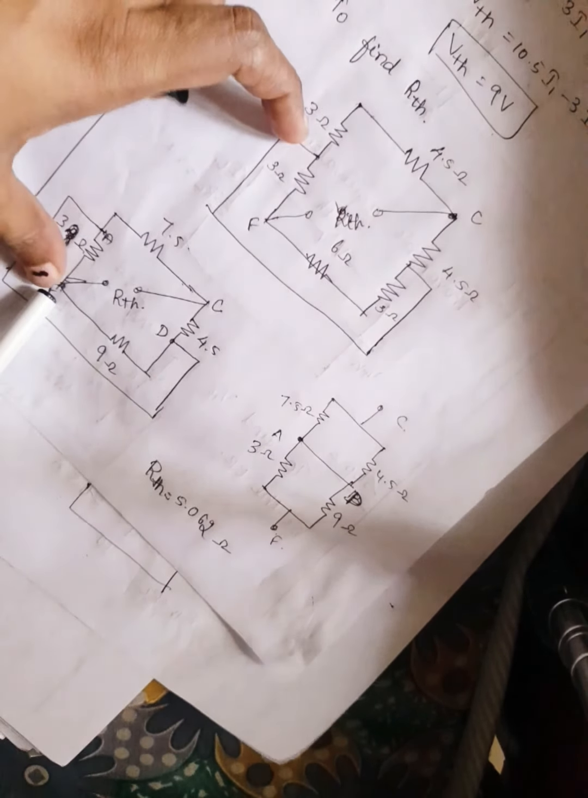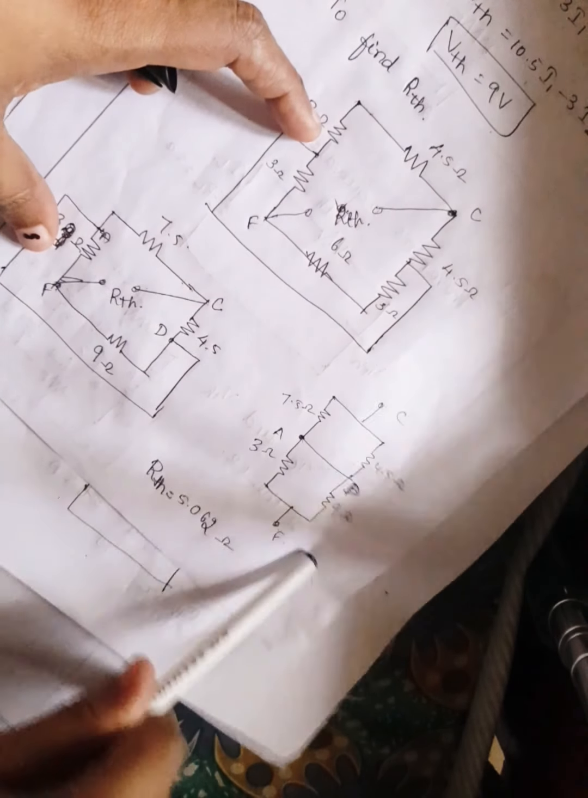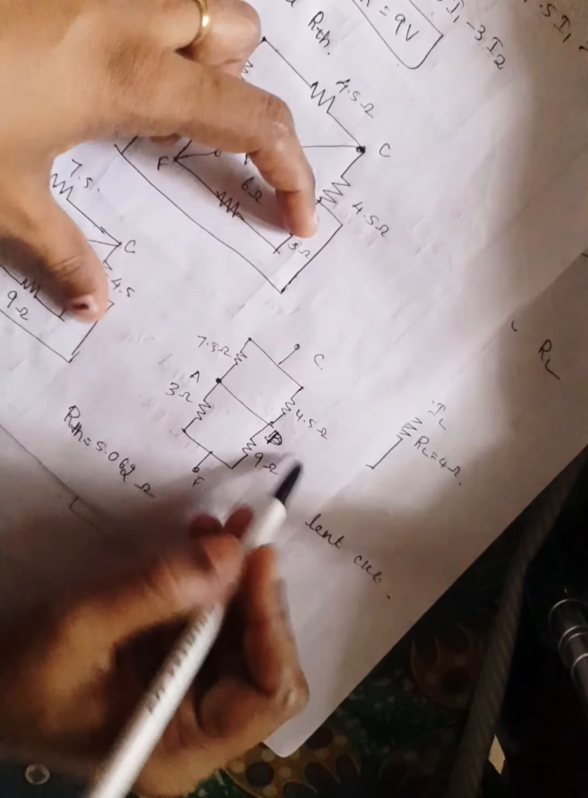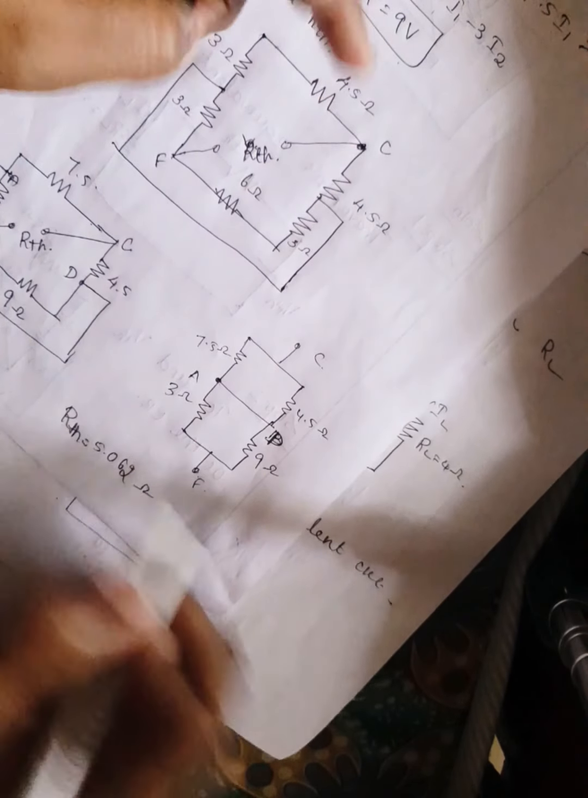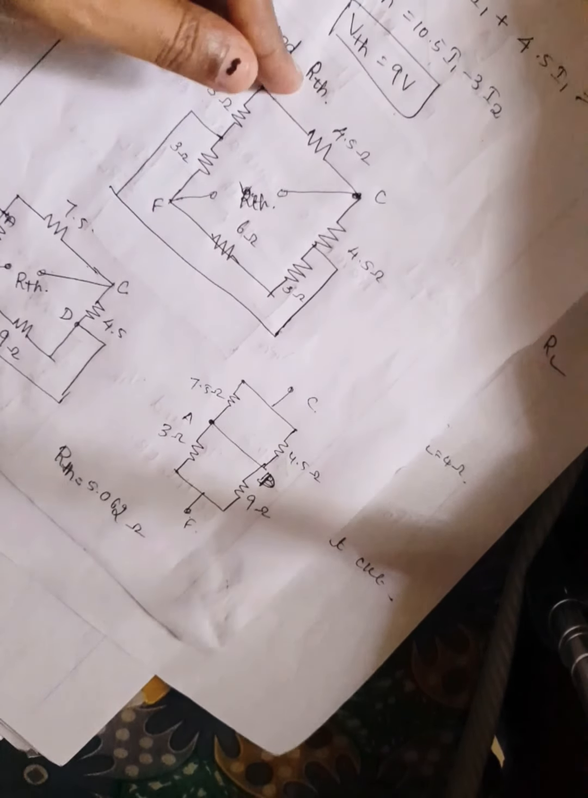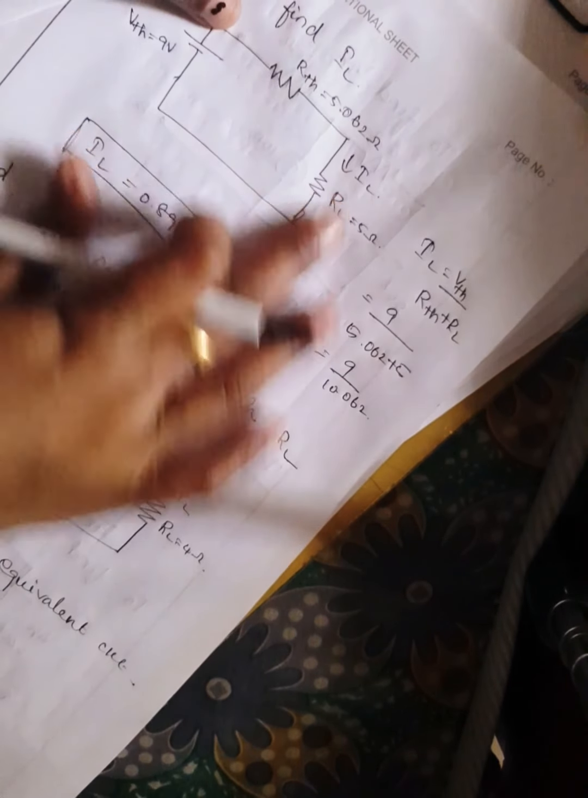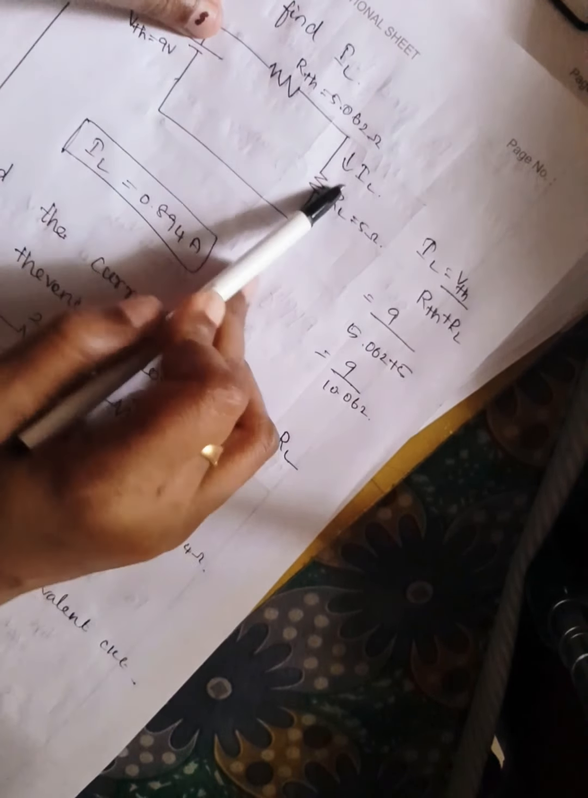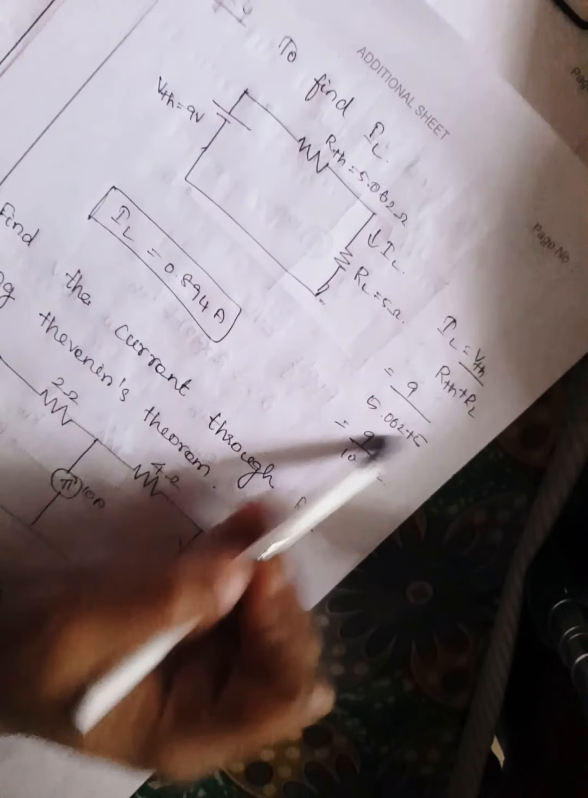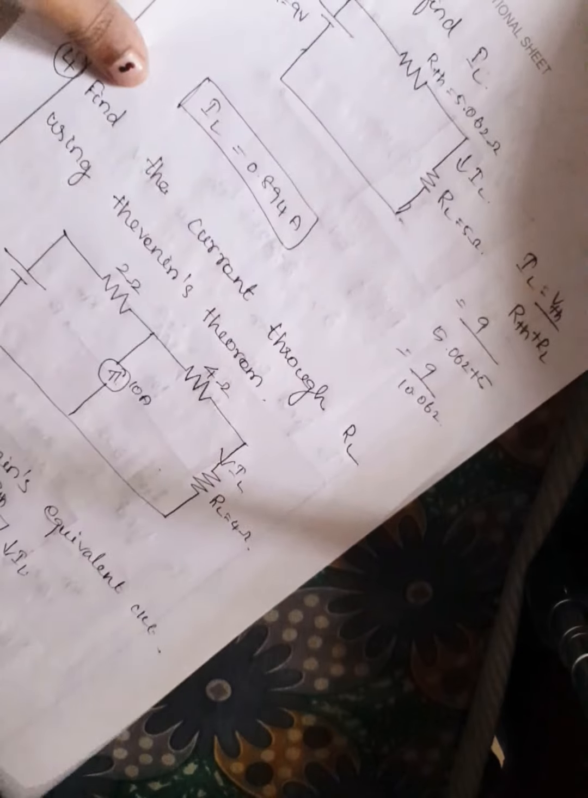Okay, so here 3 ohm and 9 ohm are parallel. So 7.5 and 4.5 are parallel, and 3 ohm and 9 ohm are parallel. After simplifying, then these two are in series. Okay, after simplifying you got 5.062 ohm as RThevenin. Next you want to find IL. So we got VThevenin and RThevenin. IL is VThevenin by RThevenin plus RL. So you got 9 by 10.062, which is 0.894 ampere.